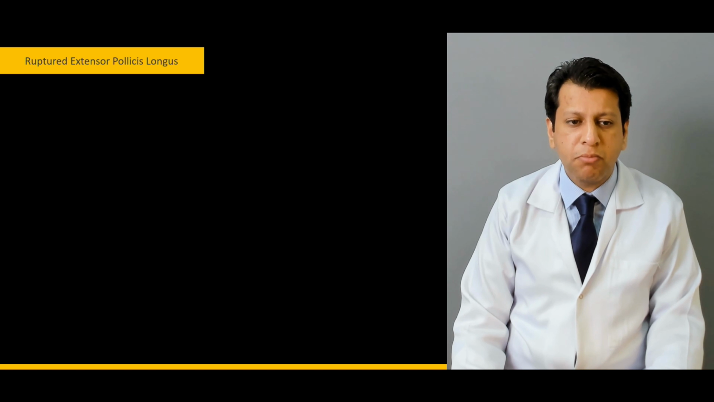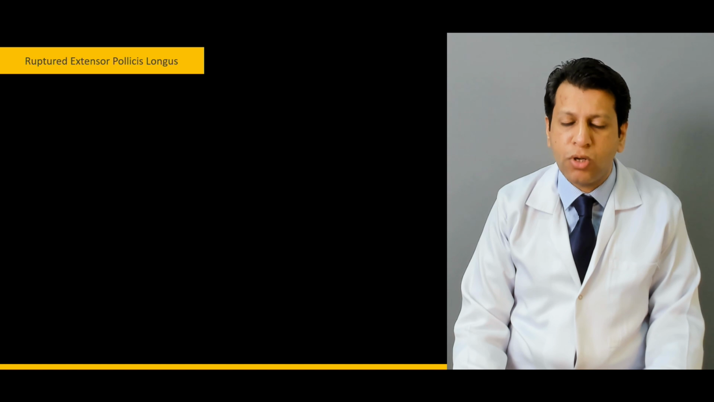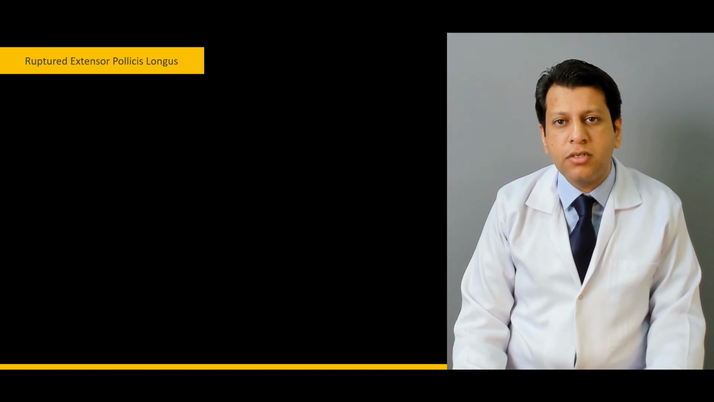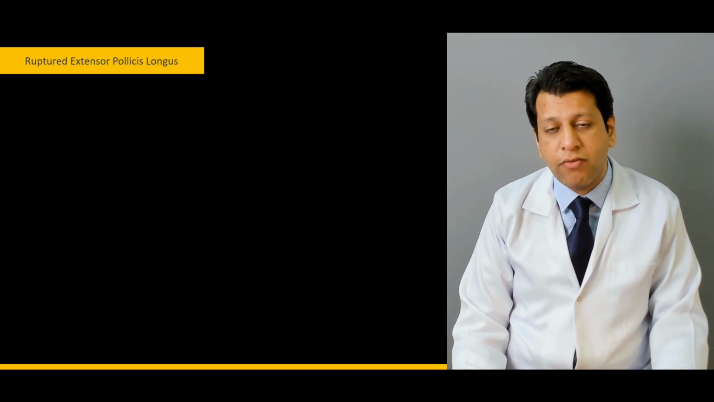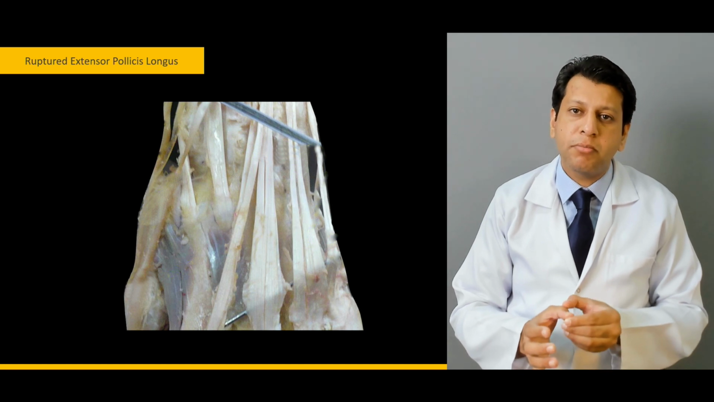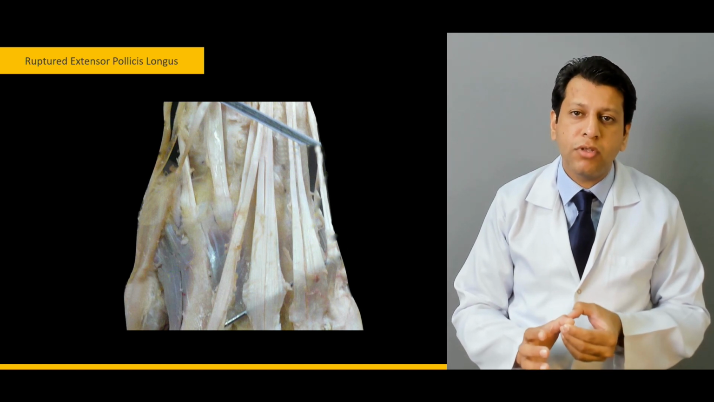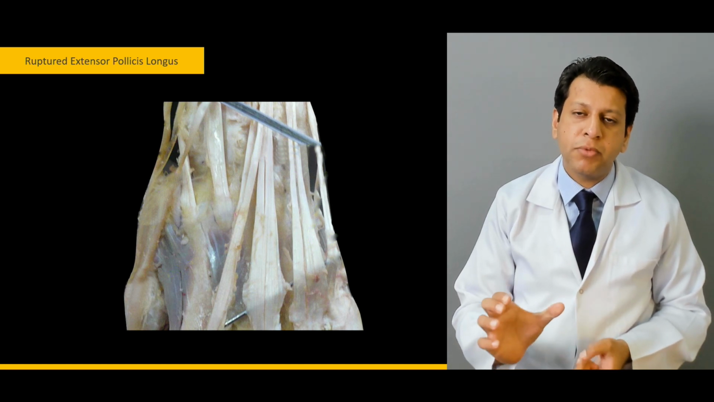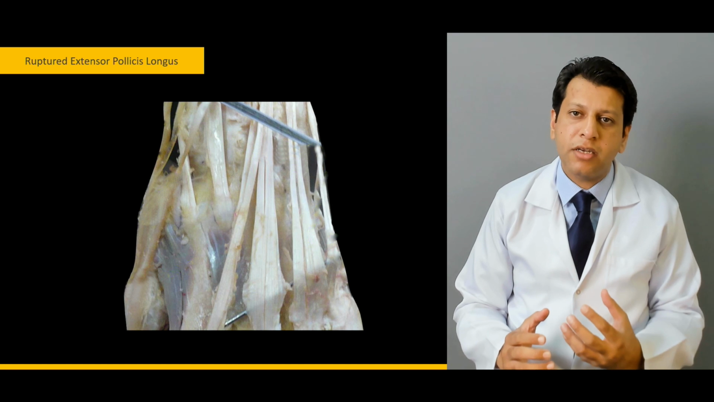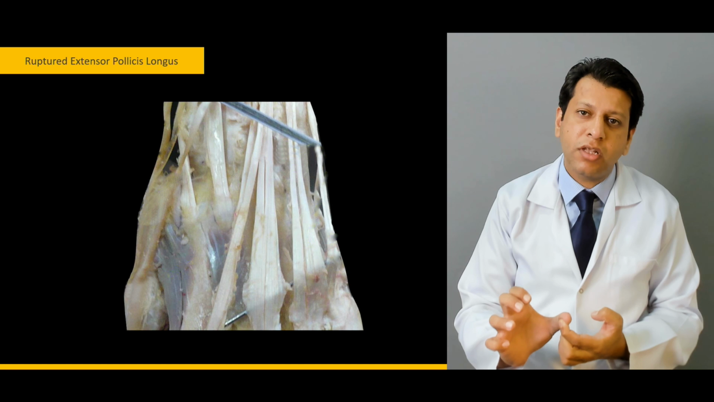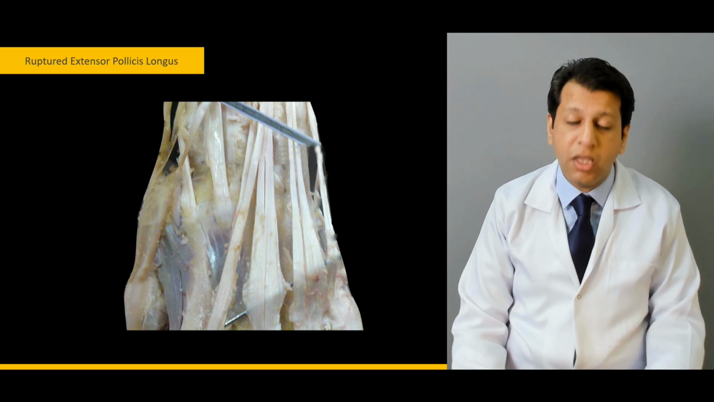Coming to another rare but very important topic, that is the ruptured EPL or extensor pollicis longus. Now EPL is actually attached over the distal phalanx of the thumb, and its rupture usually results due to forceful flexion of the thumb, especially during a fight, when a person is trying to hold somebody.